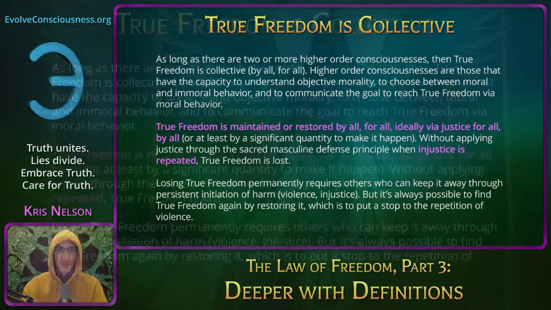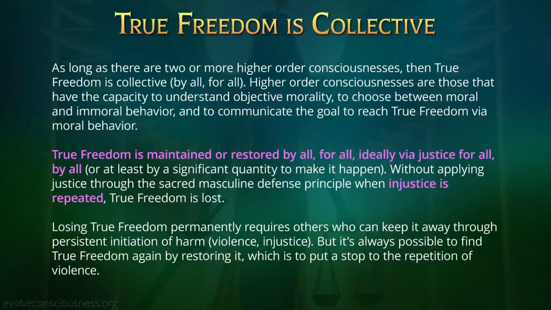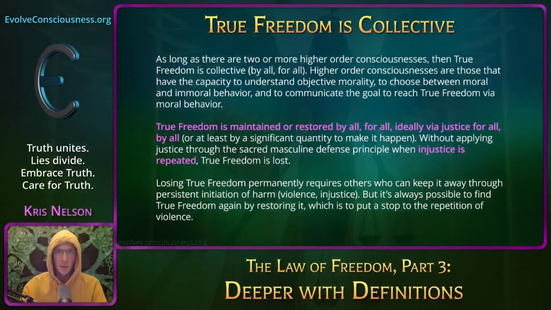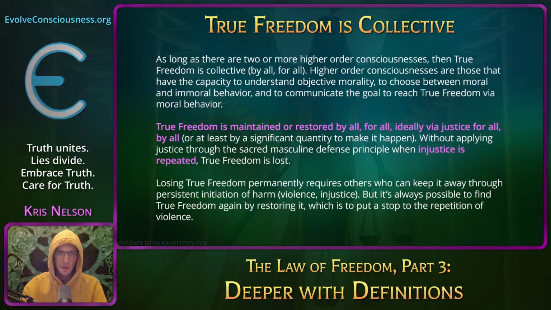True freedom is collective. As long as there are two or more higher order consciousnesses, then true freedom is collective. And by collective, it means by all and for all. Higher order consciousnesses are those that have the capacity to understand objective morality, to choose between moral and immoral behavior, and to communicate the goal to reach true freedom via moral behavior. So I went into these points in the previous part 2 of the Law of Freedom. You can check that out.